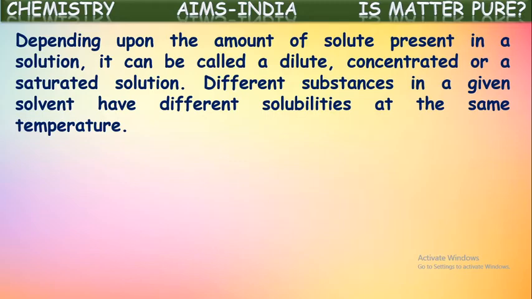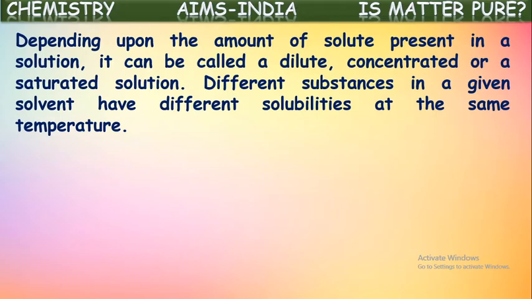If the quantity of solvent is much more than the quantity of solute, then the solution is said to be a dilute solution. Next, some solutions are called concentrated solutions. What does concentrated solution mean? It is a solution in which the quantity of solute is much more than that of the solvent. Then the solution is said to be a concentrated solution.